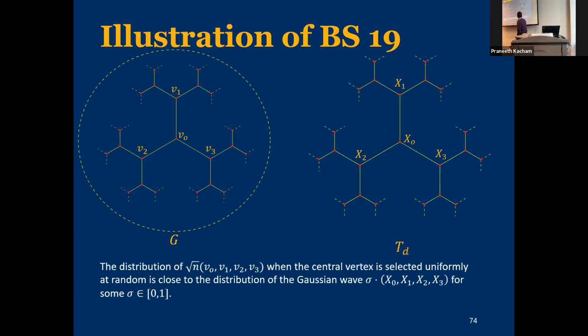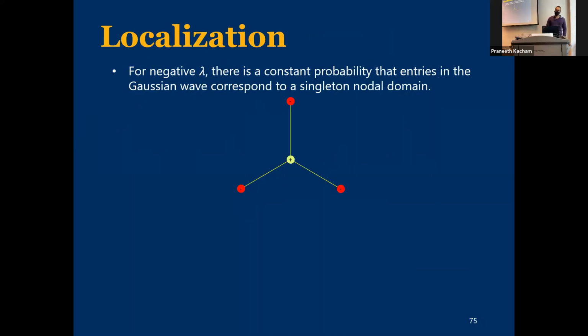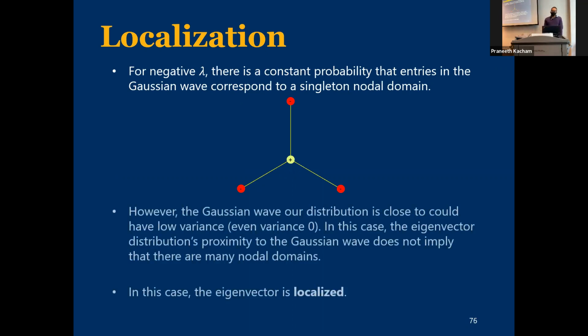The thing that we should note, though, is that I have this parameter sigma, right? And it approaches the Gaussian distribution for some fixed sigma in 0 to 1. Okay, well, this is good news. Because if I have a negative eigenvalue, then an entry and its neighbor are going to be negatively correlated in the Gaussian waves. So that means that with some constant probability, I'm going to have a singleton nodal domain.